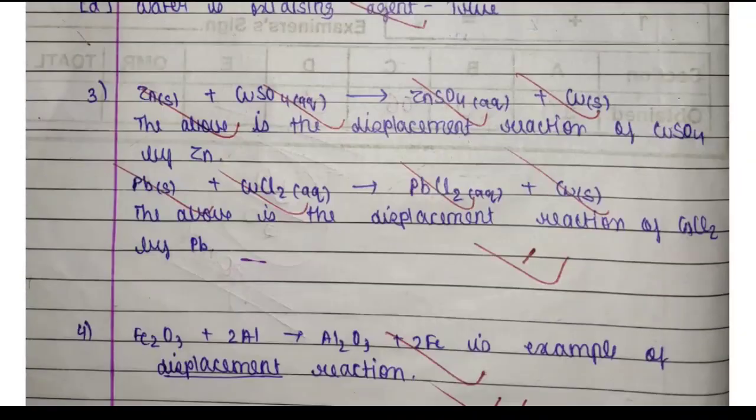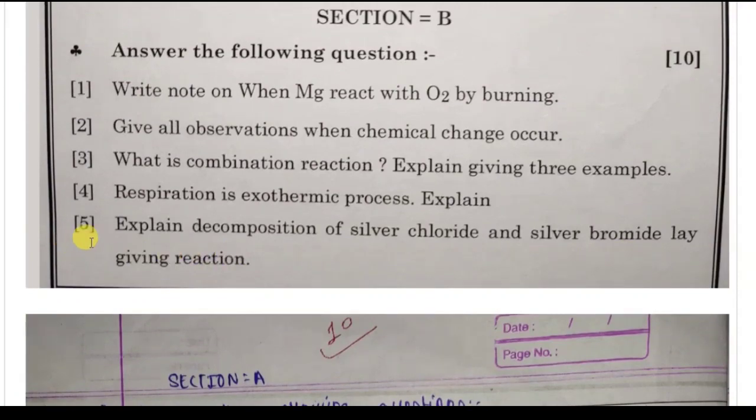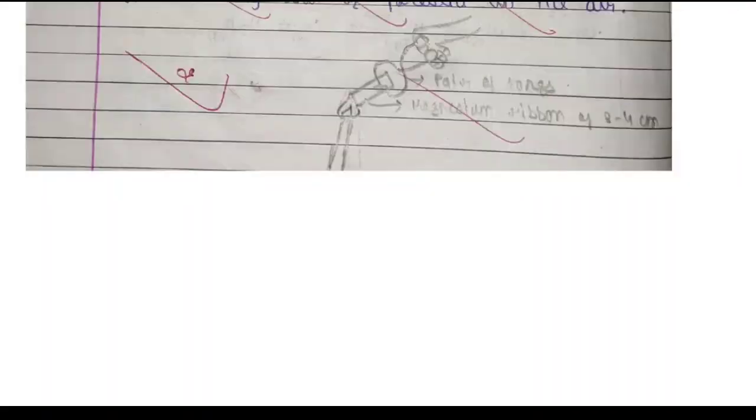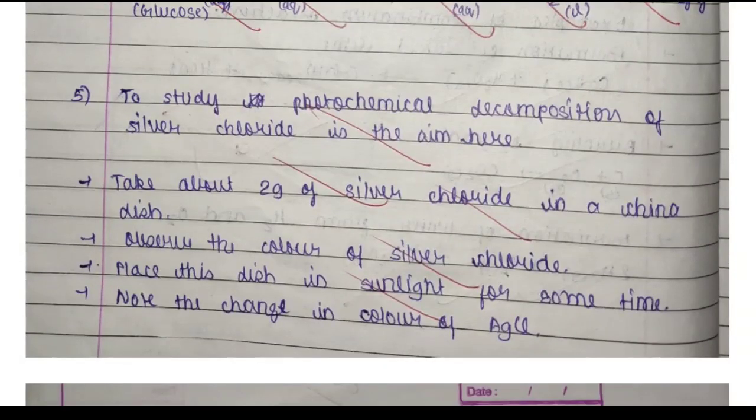Now the fifth question is, explain decomposition of silver chloride and silver bromide by giving the reaction. Then the answer is, to study photochemical decomposition of silver chloride is the aim here.